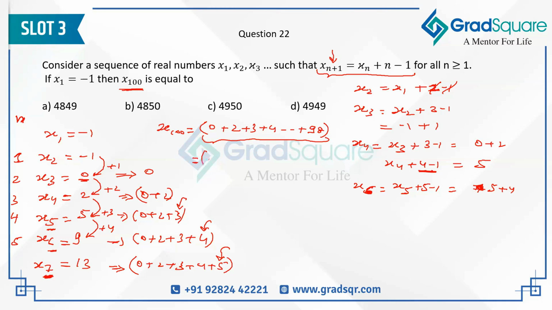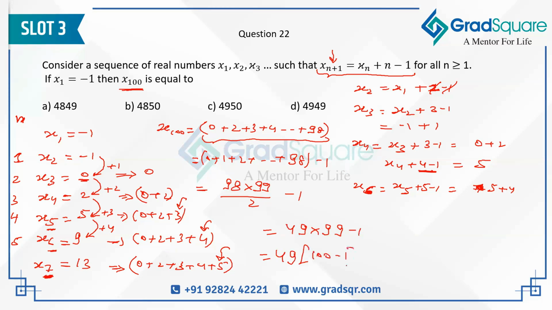So effectively, what am I doing? I'm going to do 0 plus 1 plus 2 all the way up to 98 and subtract a 1 from there, right? So the sum up to 98 terms is 98 into 99 divided by 2, minus 1. So it is going to be 49 times 99 minus 1. You can simply write 49 times 100 minus 1. 99, I'm writing as 100 minus 1, so that my calculation becomes easy. 4900 minus 49 minus 1. So 4900 minus 50 should give me the answer, which is 4850. So 4850 should be the answer to this question.